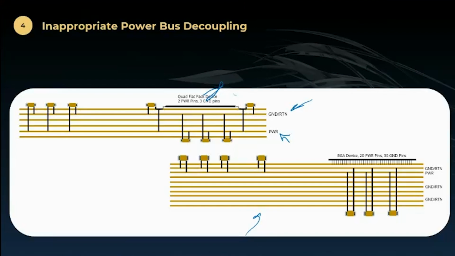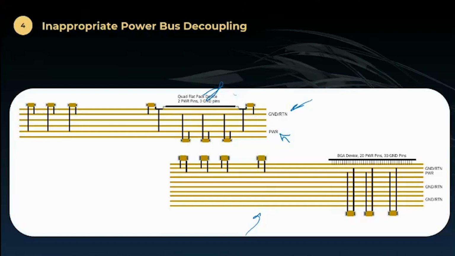So let's say that quad flat pack device had 100 pins, but only 2 of them were power pins. Obviously, that device does not need to get amps of current in nanoseconds because the package is not designed to do that. So having ground on layer 2 and power on layer 5, we're going to be able to get the current to that device that it needs.